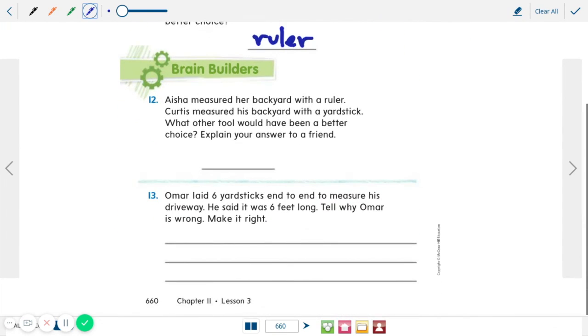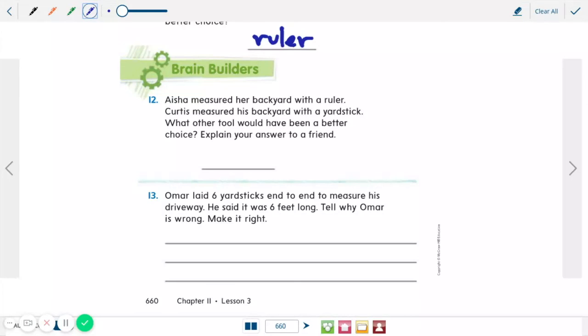Now let's move on to number 12. This will be the last one that we're doing for today. Aisha measured her backyard with a ruler. Curtis measured his backyard with a yardstick. What other tool would have been a better choice?